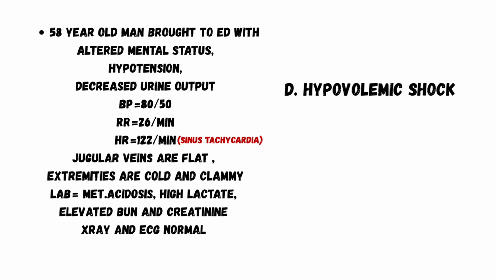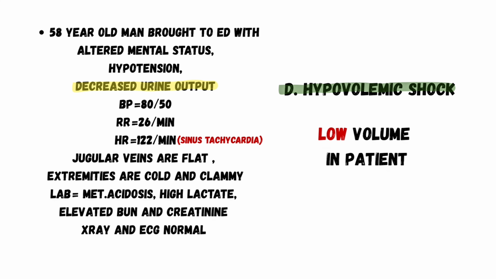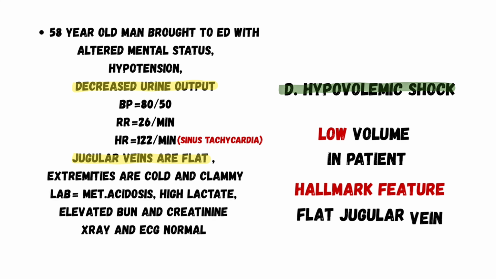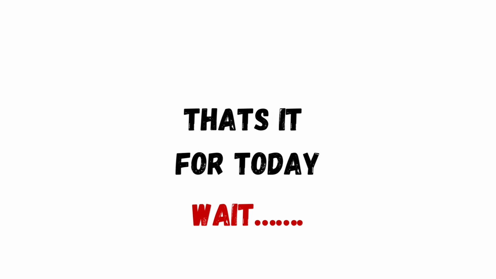Hence the answer is hypovolemic shock. I'll tell you how. Because we see in the patient there is decreased urine output. This is because of low volume present in the patient, and we are also seeing the jugular veins are flat, and I told you already that a hallmark feature of hypovolemic shock is flat jugular veins, and we are also seeing extremities are cold and clammy. So this is the classical case of hypovolemic shock which we discussed. And that is it. Simple, right?